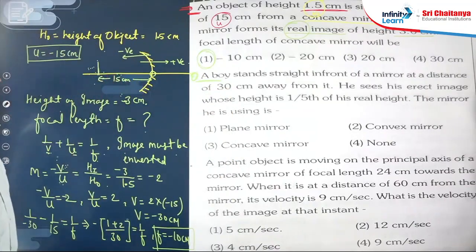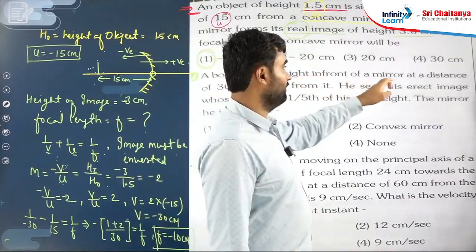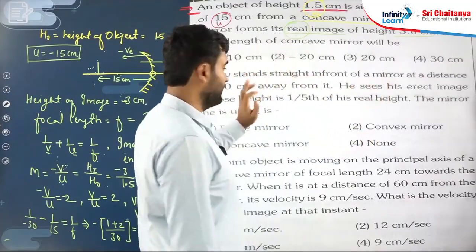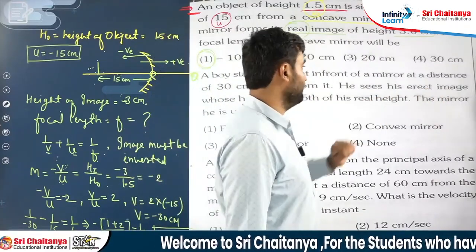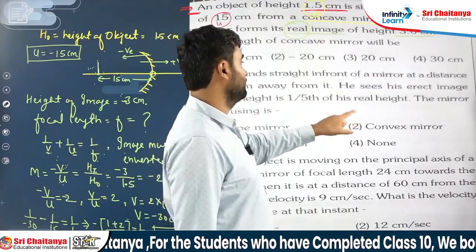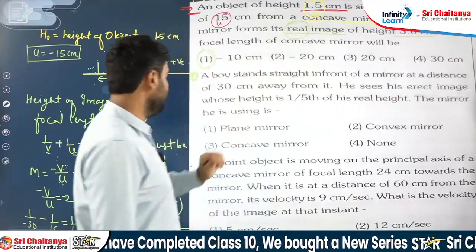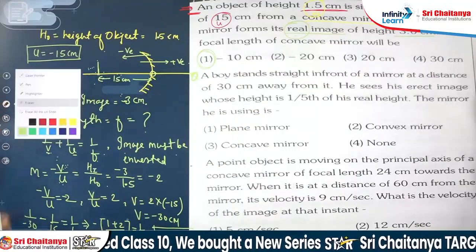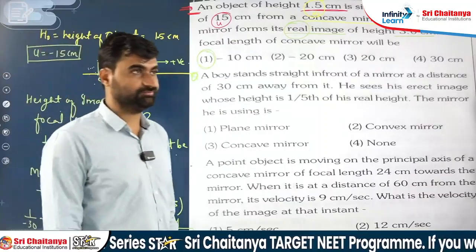Okay, which points are given here? A boy stands straight in front of a mirror at a distance of 30 centimeters away from it. He sees his erect image whose height is 1/5 of his real height. We have to find out which mirror he is using here.